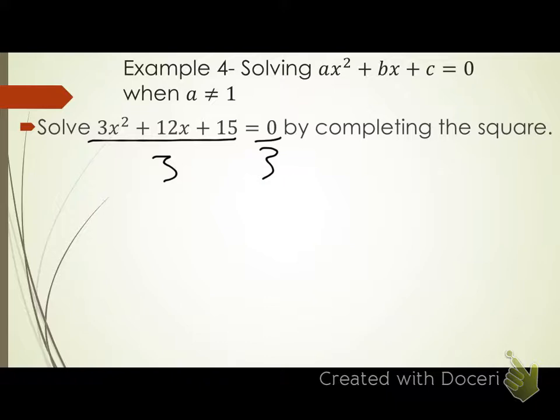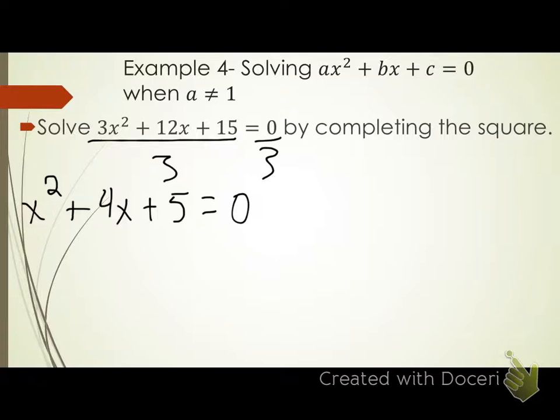What's 3x squared divided by 3? x squared. 12x divided by 3? 4x. 15 divided by 3? 5. And lastly, 0 divided by 3? 0. Everyone good with that? That wasn't too bad, was it? Okay, are there two numbers that multiply to give me 5 and add to give me 4? There's not, so let's complete the square.